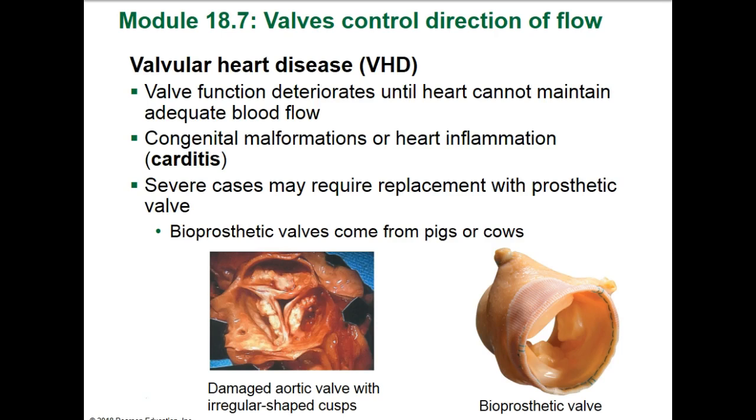Now, there are some disorders, as I said, with the valves. In valvular heart disease, the valve function deteriorates until the heart can't maintain adequate blood flow. There are congenital malformations or heart inflammation that we call carditis. In many severe cases, it could require replacement with a prosthetic valve like the one you see in this picture. And you've probably heard of getting pig valves also.